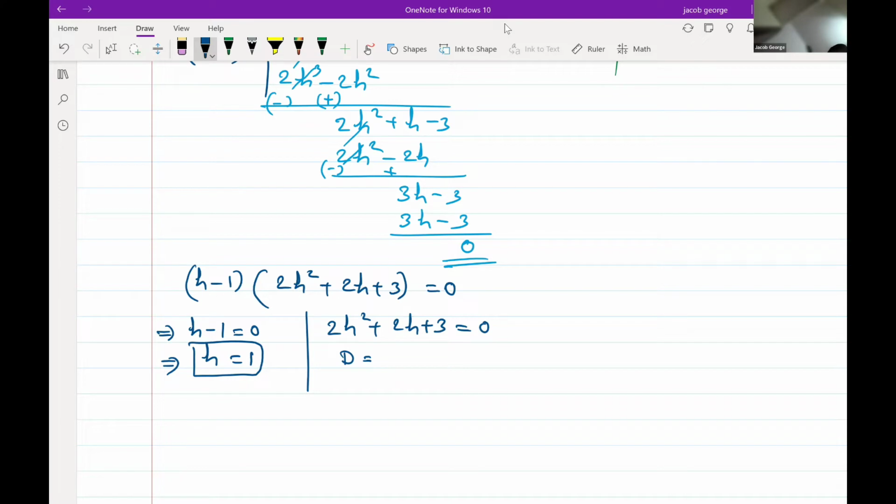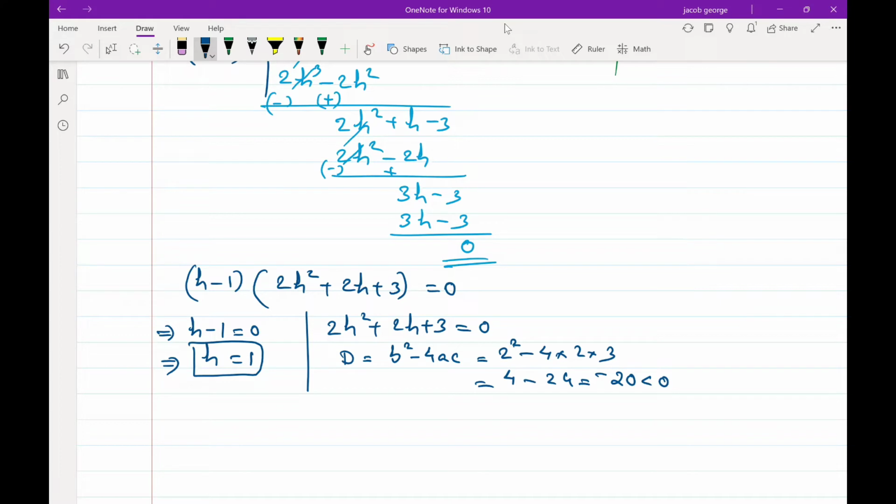Discriminant is b square minus 4ac. What is that in this polynomial? 2 square minus 4 into 2 into 3. That is 4 minus 24, which is minus 20. That is less than 0. If d is less than 0, what will be your conclusion? No real roots exist. For this polynomial, no real roots exist. So this implies there is no real root for the second factor polynomial.